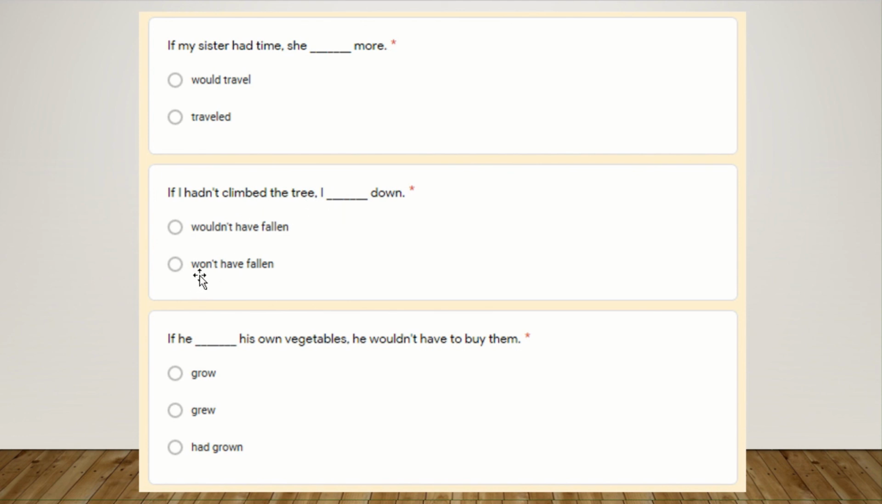I want, this is future. And with past tense in the if, future is not possible. We need the would. Wouldn't have fallen. Would, positive or negative, have always, and the past participle of the verb. Alright? Please don't forget to analyze everything, guys.